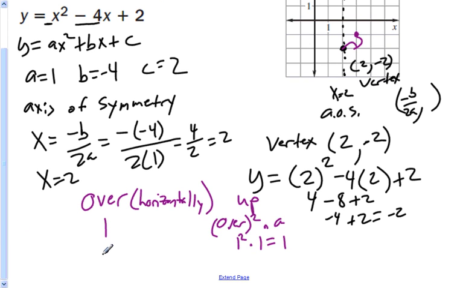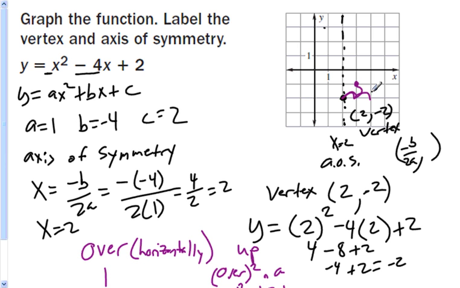Now, what happens if I go over 2? So at my vertex, I'm going to go over 2. Well, I'll plug it in here. I'm going to go 2 squared times my a, which is 1. So 2 squared is 4, times 1 is 4. So I'm going to go over 2, and up 4. And there's my new point. So here's the right side of my parabola.